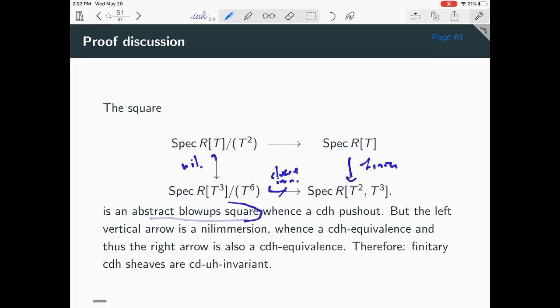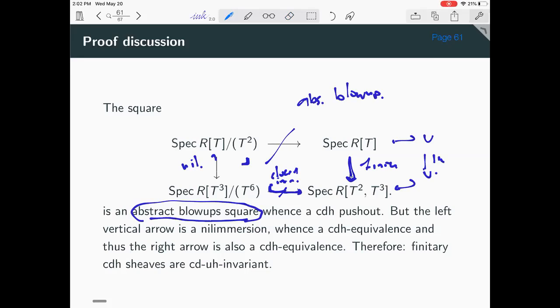Right? So that's something you should check, that the open complement is an isomorphism. But once you check that, because this is a finite map, hence proper, and this is a closed map, and this is a pullback diagram, this is a CDH square. An abstract blow-up square, sorry. So therefore, this is a CDH pushout. Of course, it's not a pushout of schemes, but it's a pushout in the CDH topology. And concretely, any CDH sheaf will convert this square to a pullback.